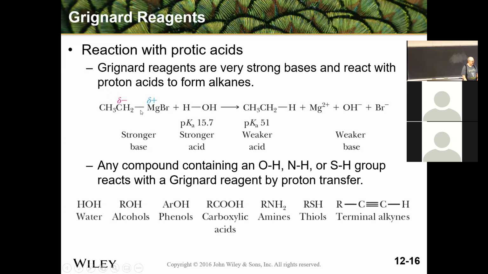We can see that this is definitely product favored. Ethane has a pKa of 51, whereas water is 15.7. So water is a much, much stronger acid than ethane. So this goes all the way to product, very quickly. So we have to exclude any compounds that have an OH, NH, or SH group because they're going to react with the Grignard by proton transfer.